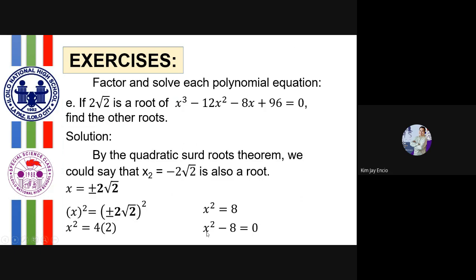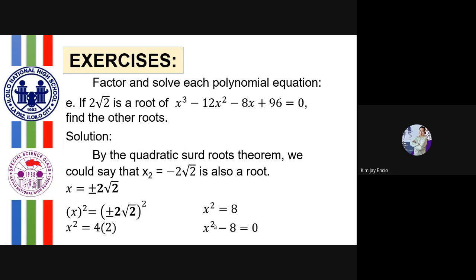And you could see, therefore, that since 2 square root of 2 and negative 2 square root of 2 are roots, x squared minus 8 is the polynomial equation whose roots are 2 square root of 2 and negative 2 square root of 2. Therefore, tandaan natin guys, we have to remember that this x squared minus 8 is a factor of x cubed minus 12x squared minus 8x plus 96 equals 0. And since factor siya, di ba degree 3 ito, degree 2, so may isa pang factor na natitira.